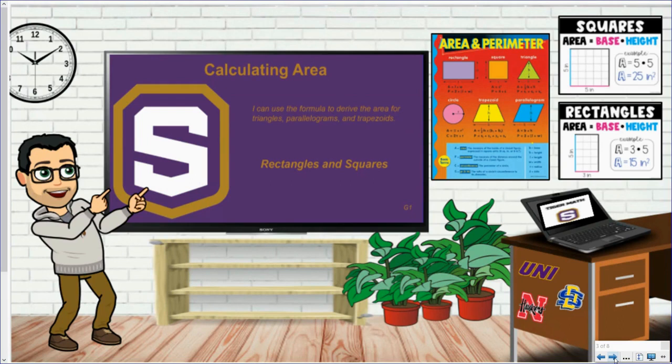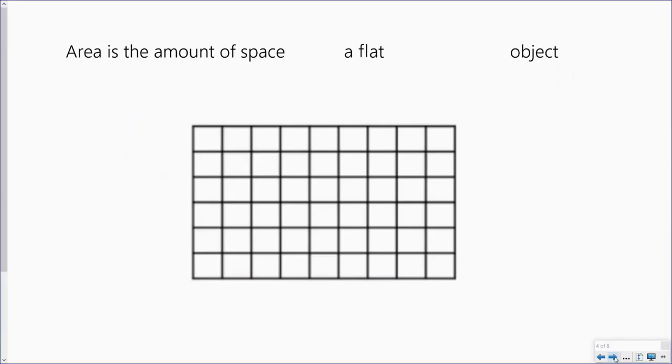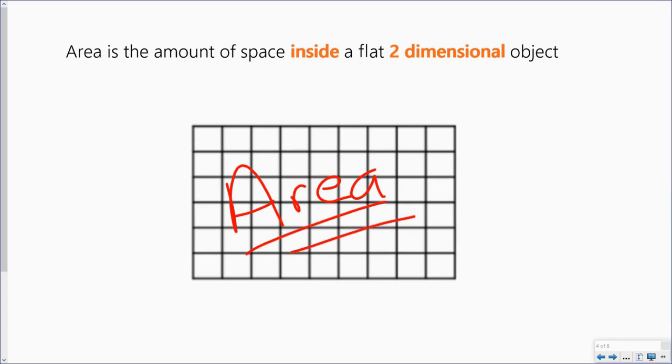In this video, we will be discussing calculating area. We'll be focusing on finding area of polygons. By the end of this video, you will be able to calculate the area of squares and rectangles. So let's first review what area is. Area is the amount of space inside a flat two-dimensional object. So in this two-dimensional object here, this is my area.